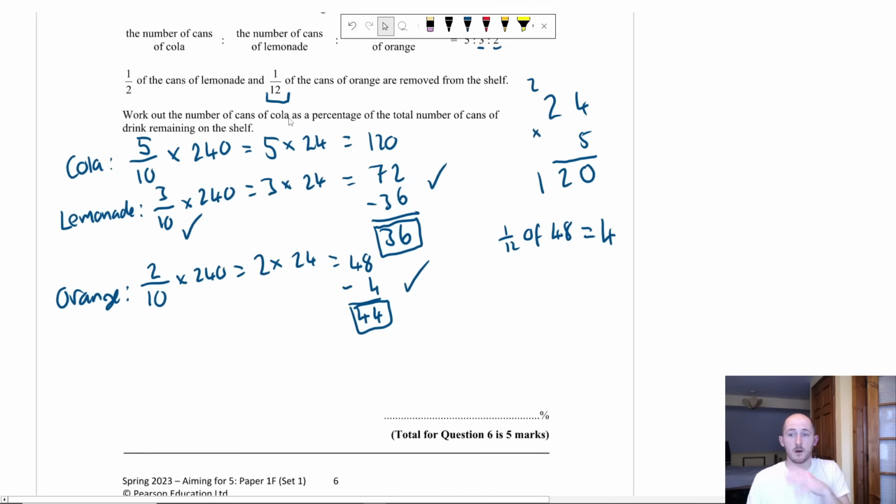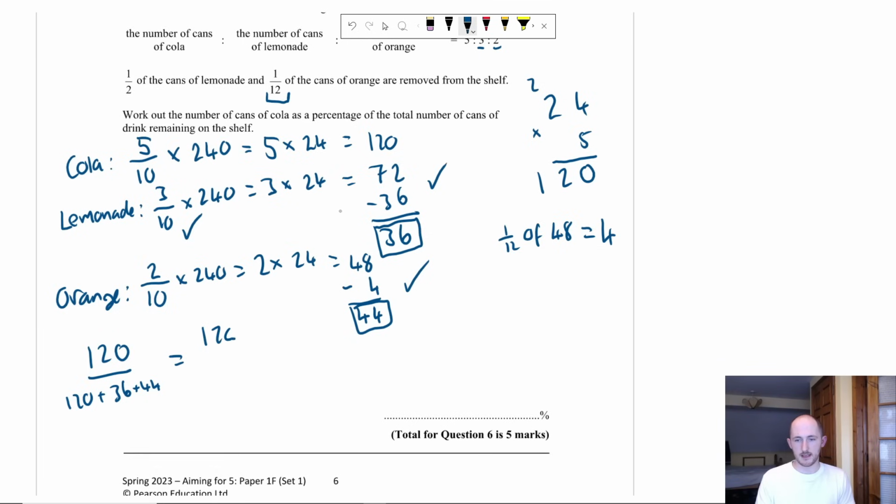So how do I work out a percentage of a number? Right? Well, it says work out the number of cola cans as a percentage of the total number of cans remaining on the shelf. So how many cans of cola do we have? We have 120. So I'm going to do 120. And how many cans do we have remaining? Well, we have 120 plus 36 plus 44, which is equal to 120 over, well, 36 plus 44 is 80, plus 120 is 200. That is the fourth mark, and the last mark is for turning this into a percentage.